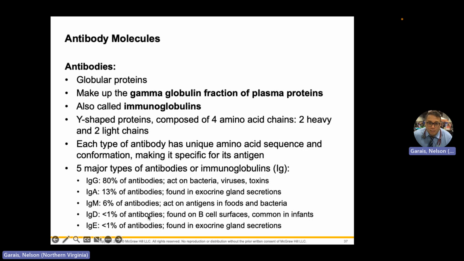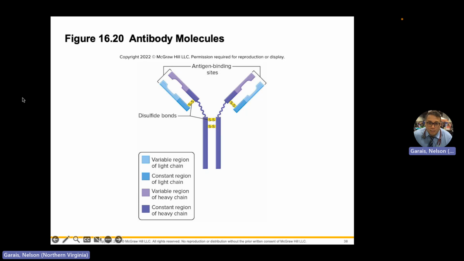And IgE, therefore, allergies. Yes, it says exocrine gland secretions, but I want you to remember allergies. IgE is really common in allergies. Okay. This is what an antibody looks like. It's Y-shaped with a specific antigen binding site, and therefore the antibody will only specifically attack a specific thing. It's kind of in the same lock and key way that we talked about regarding enzymes. Like lipases only break down lipids. A peptidase will only break down protein. Well, specific antibodies will only break down specific things.